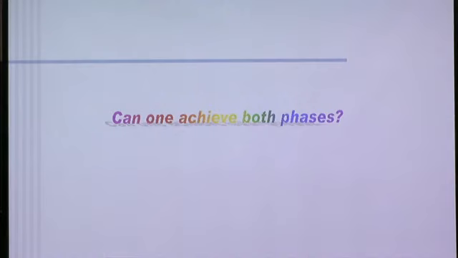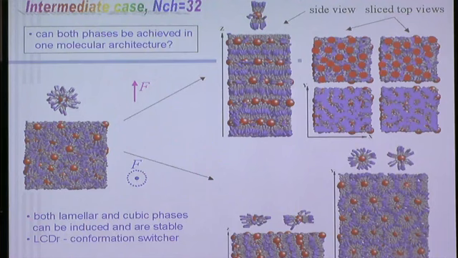Okay, the question is: for a low density of chains we have a lamellar phase, and for a high density of chains we have a columnar phase. Can we achieve both phases for a certain number of chains? Whether we can have a dendrimer which is a kind of shape switcher, depending on the external field or another environment, being either a rod or a disk. That would be a really nice, interesting thing.